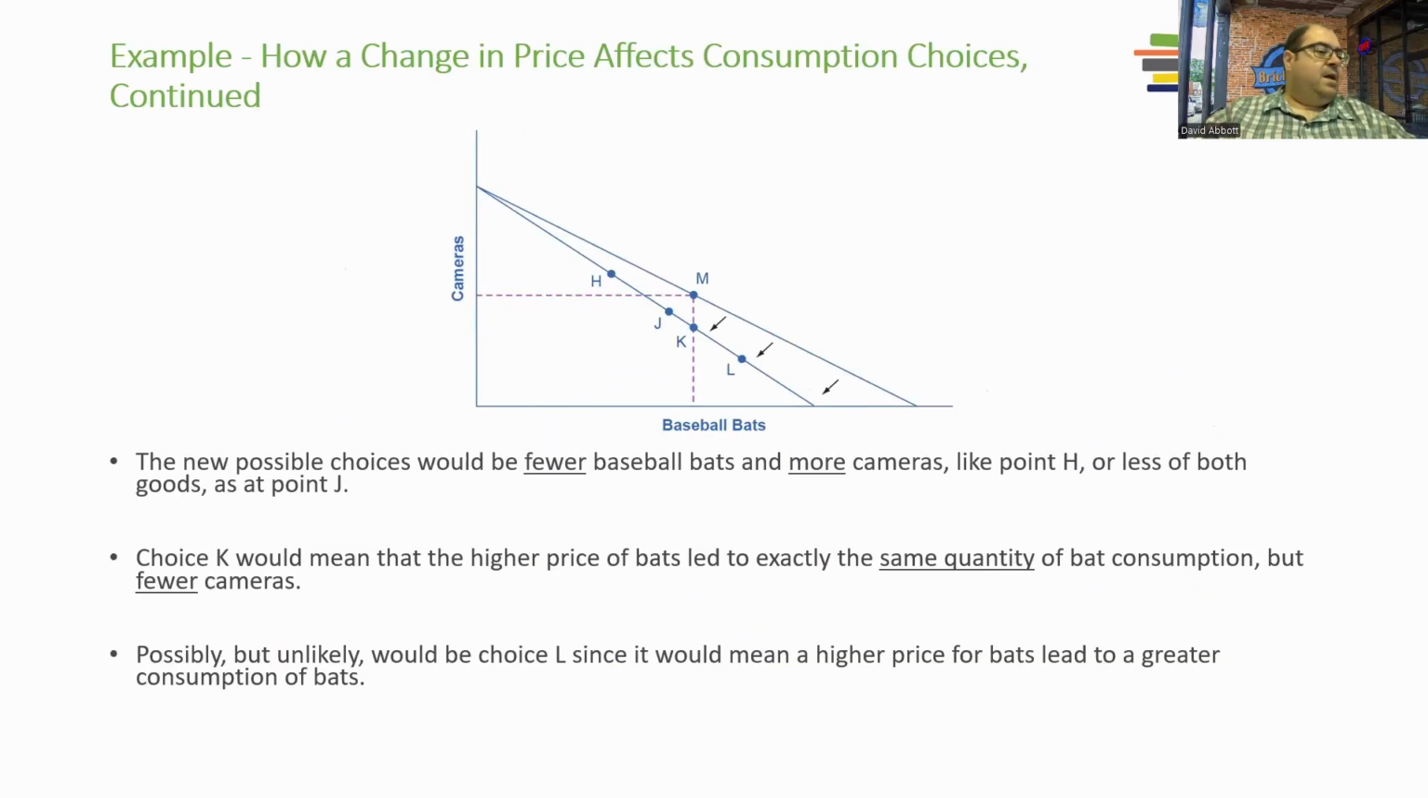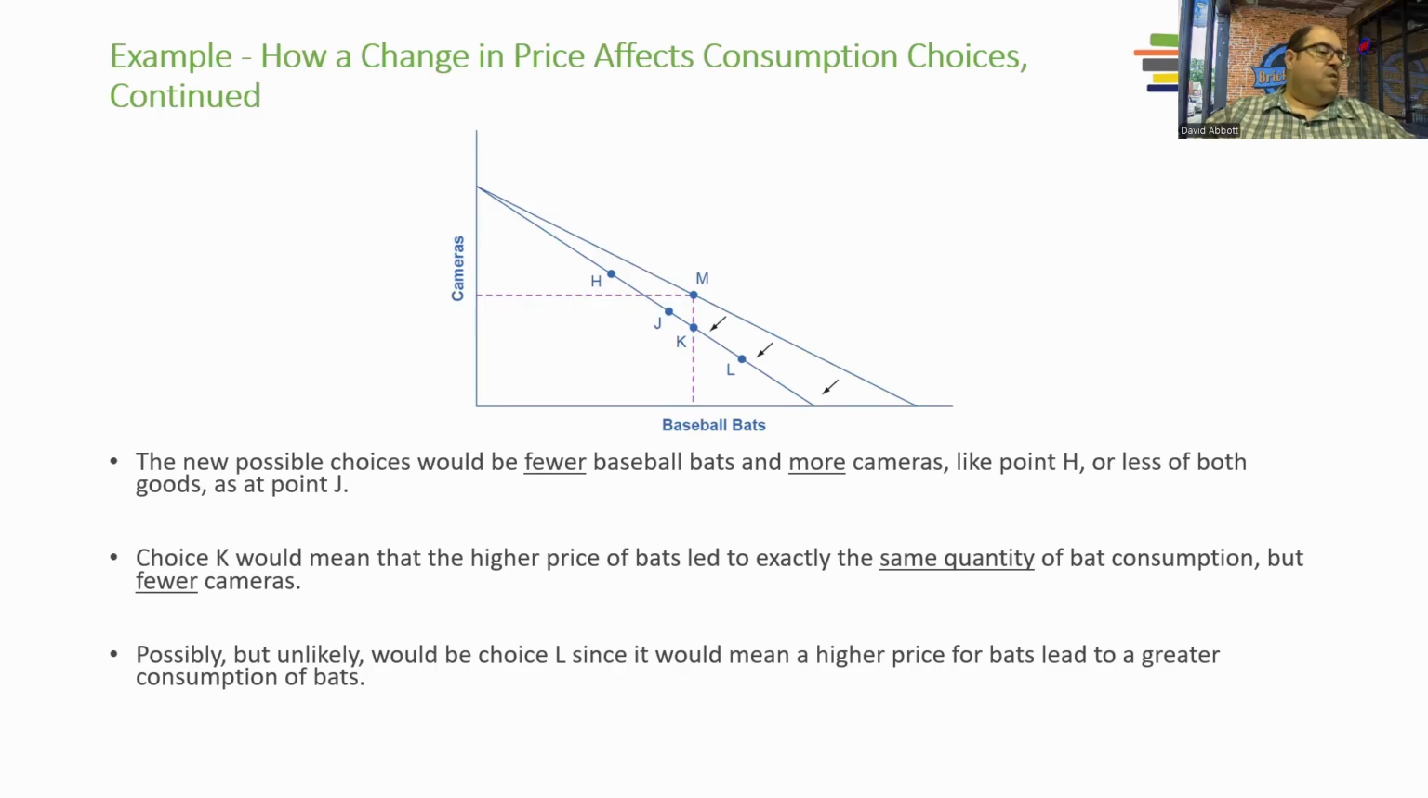So we see that the original utility-maximizing choice is M, and as prices rise, the budget constraint rotates clockwise. The dashed lines make it possible to see at a glance whether the new consumption choice involves less of both goods, more of the other, or less of one good and more of the other. The new possible choices would be fewer baseball bats and more cameras, as prices change.